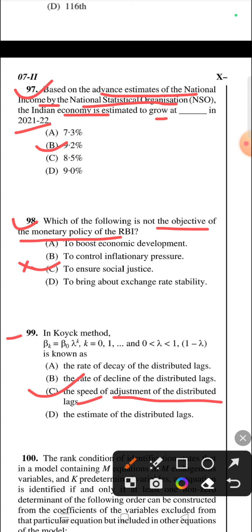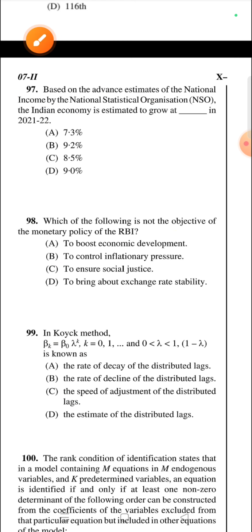That means beta k. This equation is known as the speed of adjustment of the distributed lags.